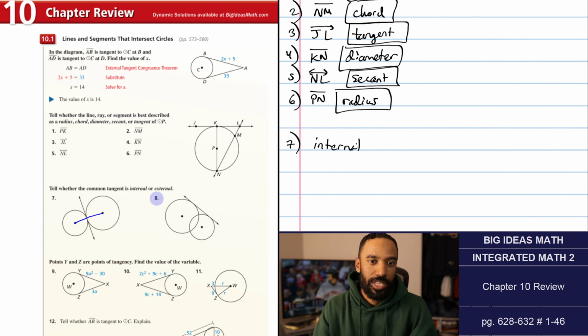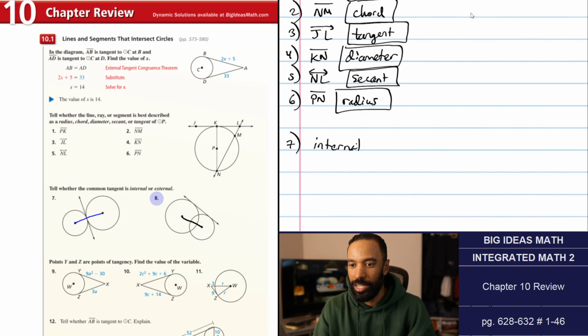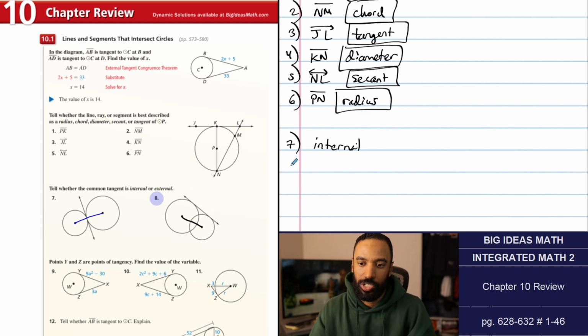Number 8, this time, again, drawing a segment from one circle to the other, it stays outside of them like that. That does make this one an external tangent, and I'll just go ahead and name it as such. So number 8 is an external tangent.